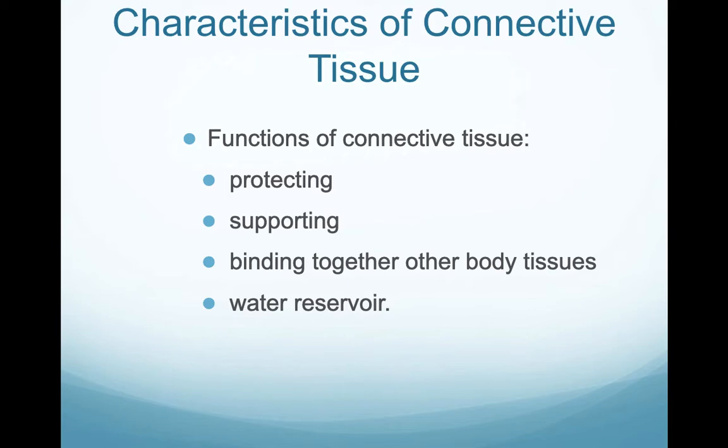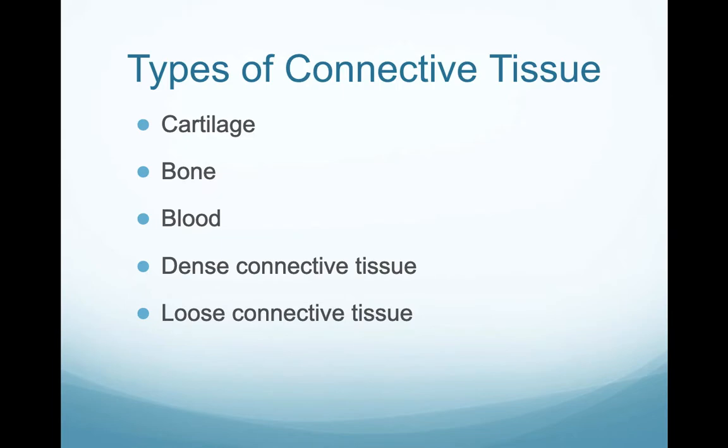Connective tissue can have multiple functions: protecting, supporting, binding things together, or acting as a water reservoir, which you will see. There are 5 main types we're going to look at, and then again, there are subcategories within some of these: cartilage, bone, blood, your dense connective tissues, and loose connective tissues. So you have connective tissue as your overall category, with subcategories, which are these, and then categories within that.